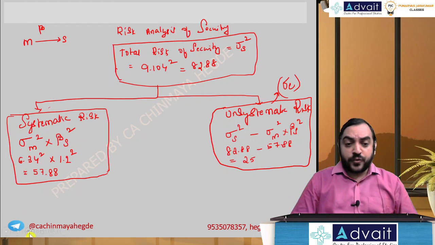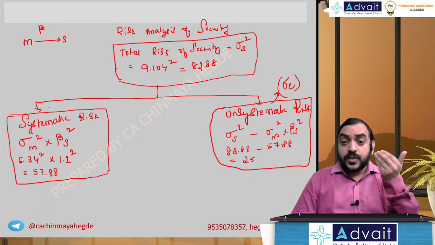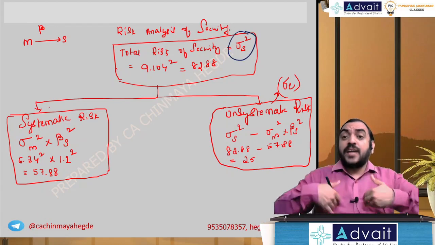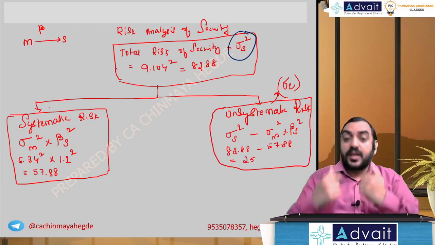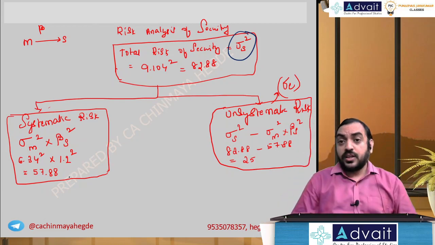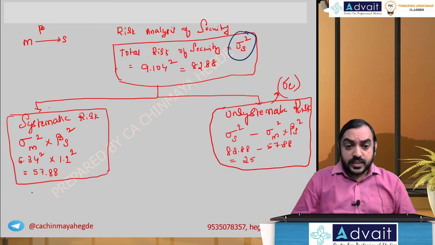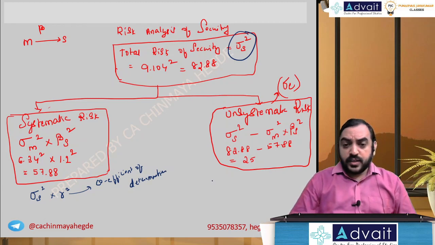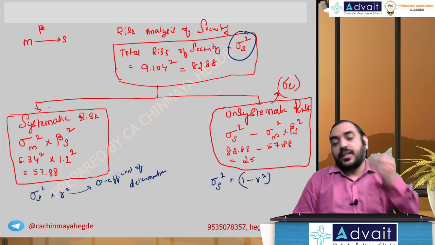And we have one more formula for it. Instead of using the market variance, I can use the security variance and try to see to what extent I am connected with the market, from security to the market. That I can do with the help of the coefficient of determination. Systematic risk is sigma s square into r square, coefficient of determination. And unsystematic risk can be calculated as sigma s square into 1 minus r square, coefficient of non-determination.